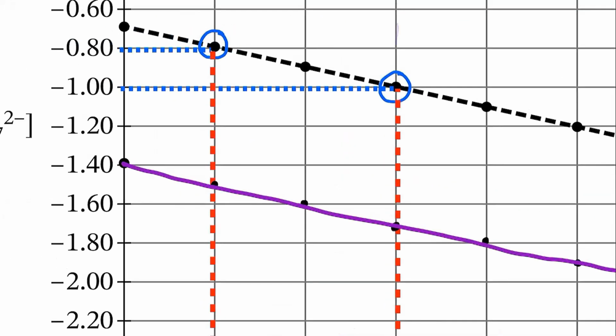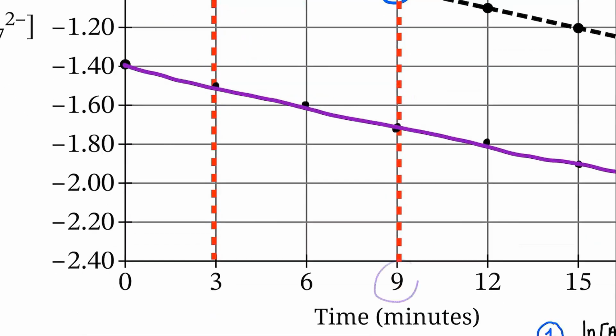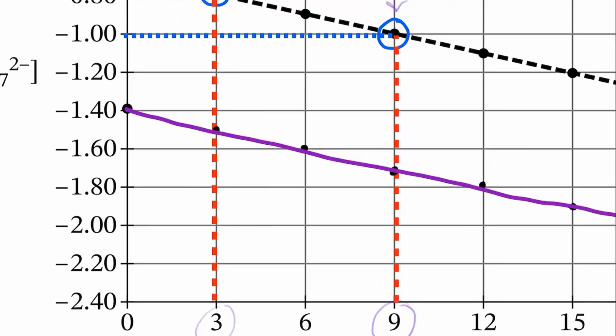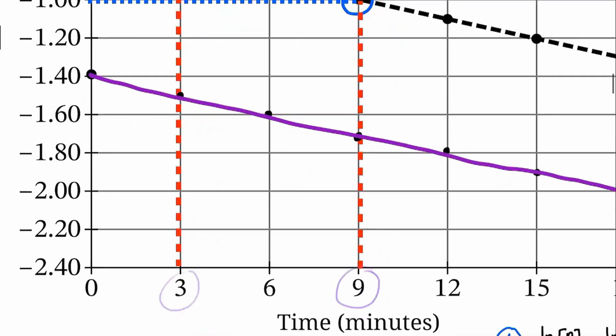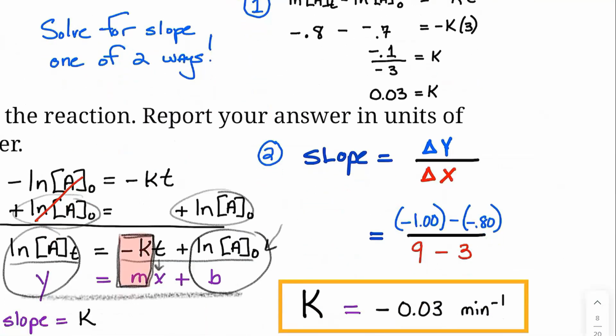where I have my final and my initial, and I have these in red. I have the 9 minutes and 3. So I'm going to use this point here: -1 is my y, and my x is 9 minutes. Then I'm going to subtract that from my -0.8 and 3 minutes, and that's how I got my slope. When you do that math, you get k is -0.013.